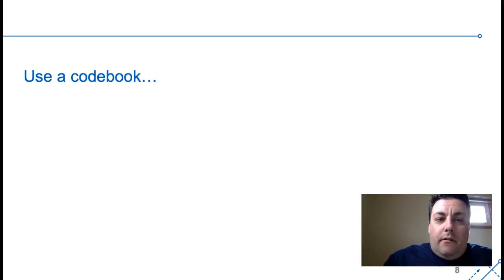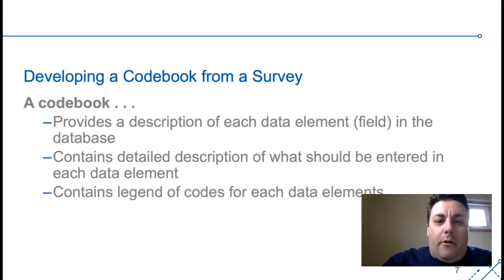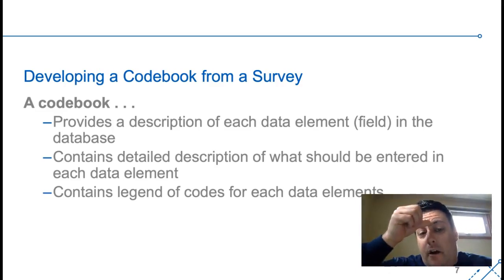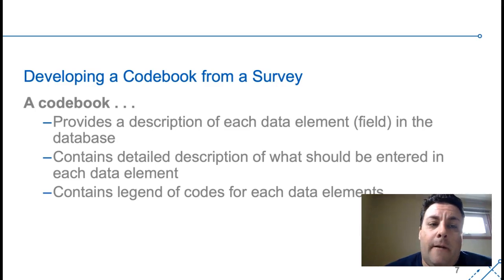So, developing a codebook from a survey. Let's talk about what a codebook is real quick. A codebook is what researchers or other people who are going to be accessing a database use to interpret the scores or the numbers that would be in that particular database. So a codebook does a couple of things.